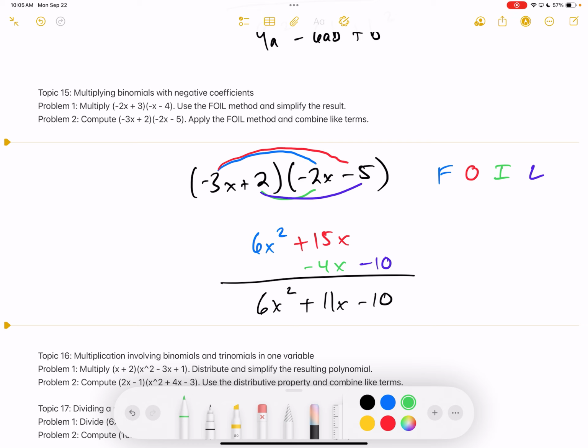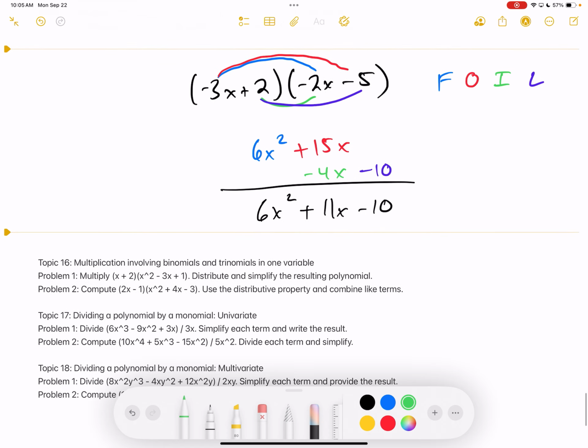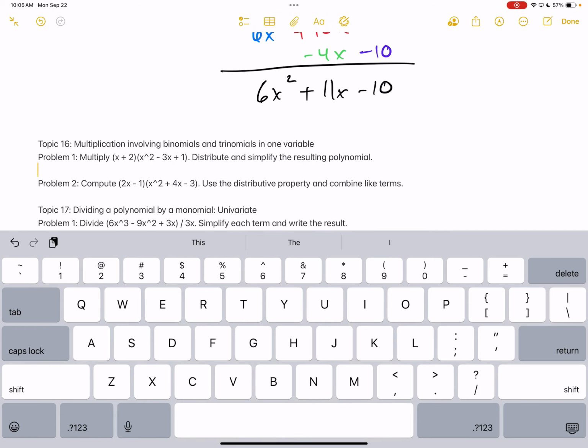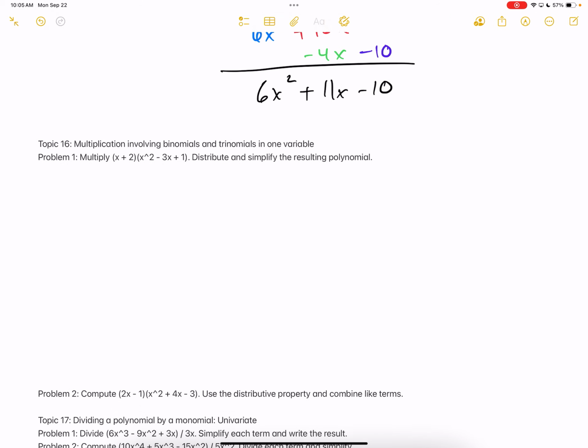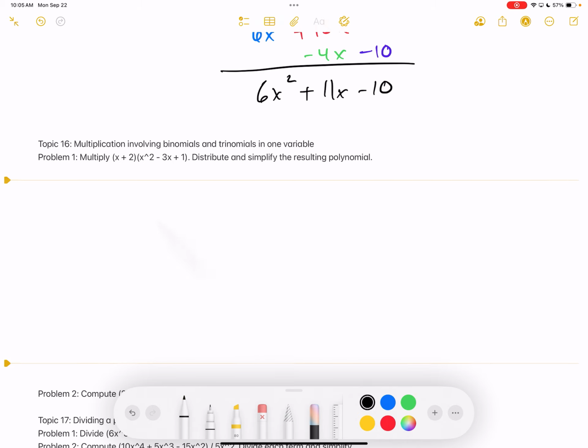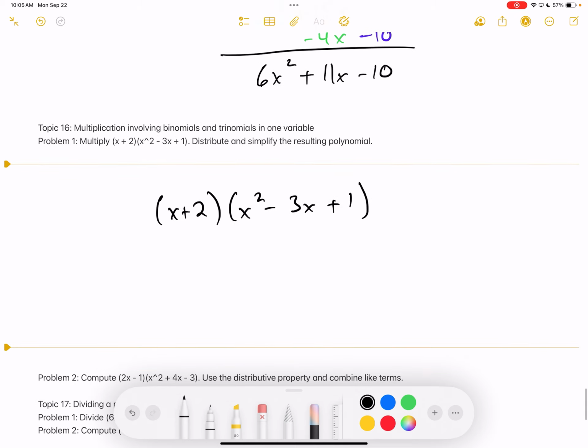So foiling, I'm going to say this because this ties into the next one. Foiling is just an acronym to make sure that you're multiplying everything in the left one times everything in the right one. That's the rule. So when I get to a problem like this, it is very much like foiling, but I have 3 terms on the right side, so I can't use the acronym foiling, but I'm using the idea of foiling. I'm going to multiply everything in the left times everything in the right.